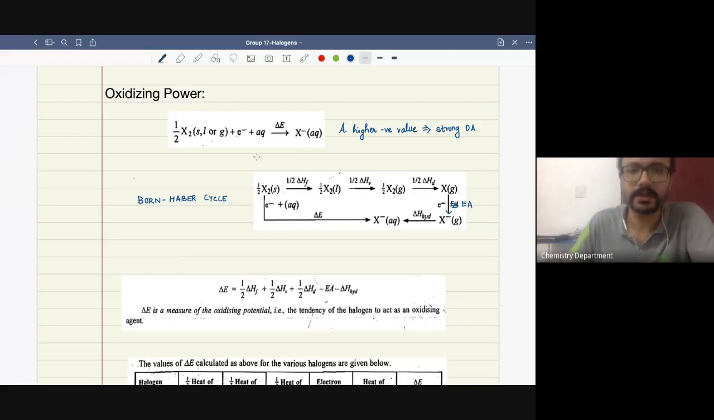Here I am talking about the oxidizing power. Oxidizing power means the ability to accept electrons. So in general, the halogens in their elemental form will accept electrons to form the corresponding anion. We know that the various halogens exist in different forms; iodine, for example, is found in the solid form.